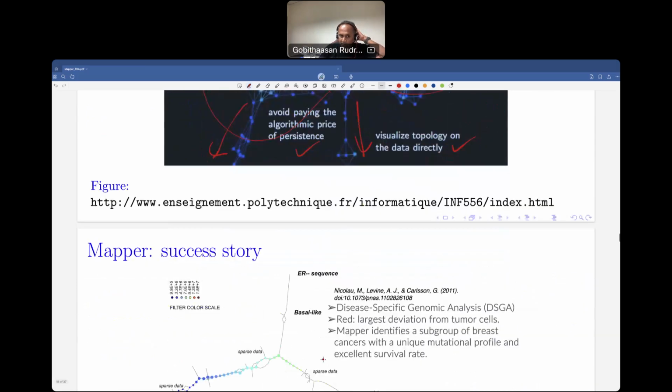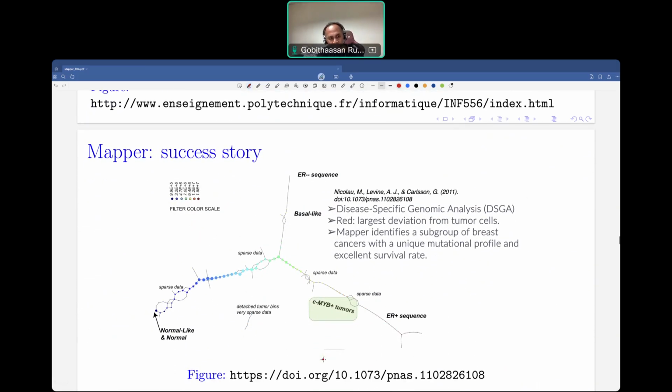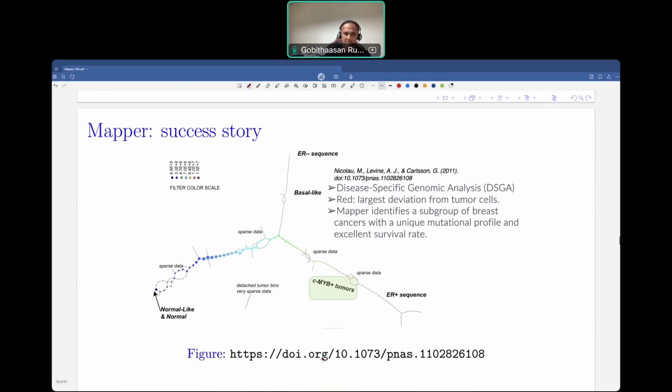And the success story: Mapper became famous after this paper here. Please have a look at it. You can just copy and paste the link in your browser, and it will take you there. In this paper, Nicolau et al. were studying disease-specific genomic analysis on breast cancer cells. What they obtained is this structure. This has three flares. You get to see three distinct flares.